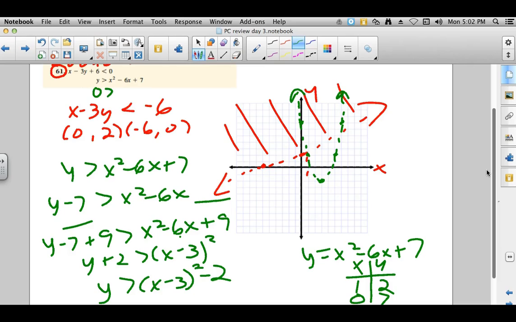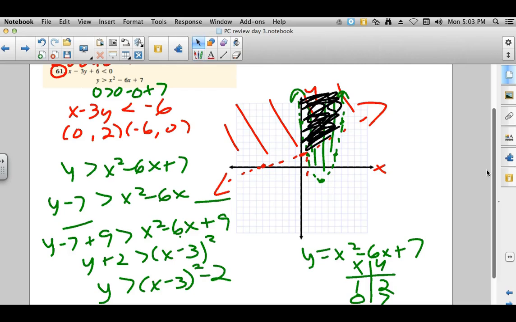It'll say 0 is greater than 0 minus 0 plus 7. Unless they changed math overnight, that ain't going to work. So we're inside the parabola. And that means this is the region that would have the double shading. So be careful with that, with the dashed piece going on there.